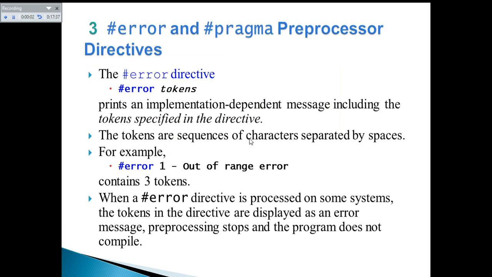Now we will see what the #error and #pragma preprocessor directives are. The #error directive prints an implementation-dependent message including the tokens specified in the directive. The tokens are a sequence of characters separated by spaces. For example, #error 1, it is out of range error, contains three tokens. When a #error directive is processed on some systems, the tokens in the directive are displayed as an error message. Pre-processing stops and the program doesn't compile.